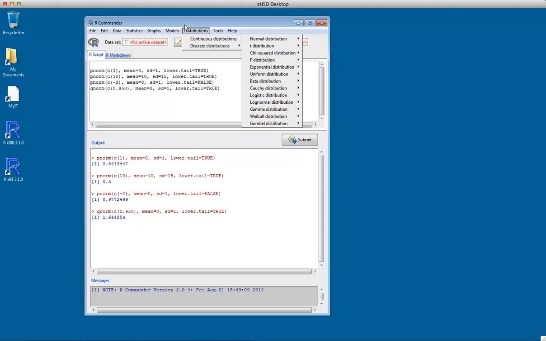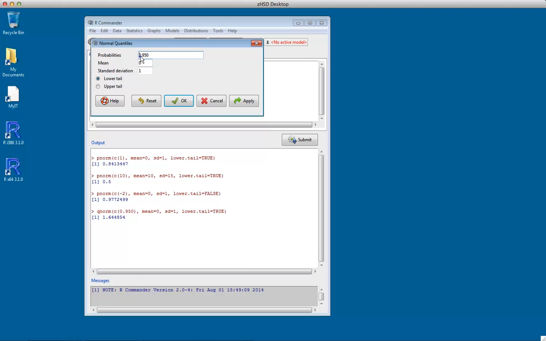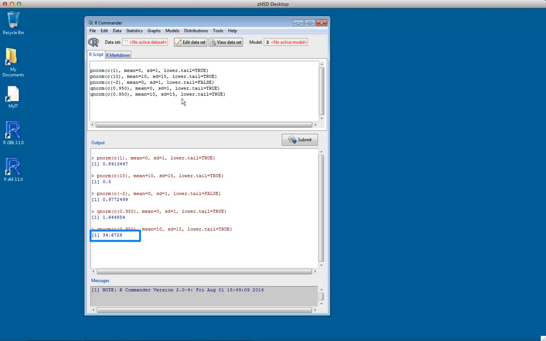Okay, we can use that in multiple ways. Again, we can change the mean and standard deviation. We go back to normal quantiles. Let's try 10 and 15 again. Click OK, and we get the number 34.6728. Alright. Those are the things that we did in lectures.